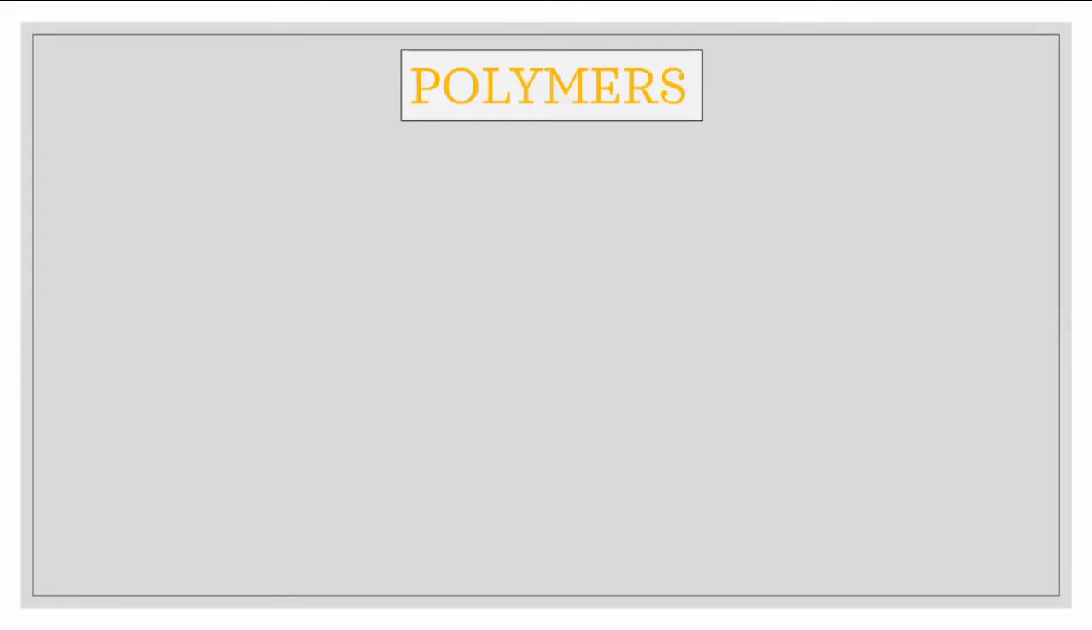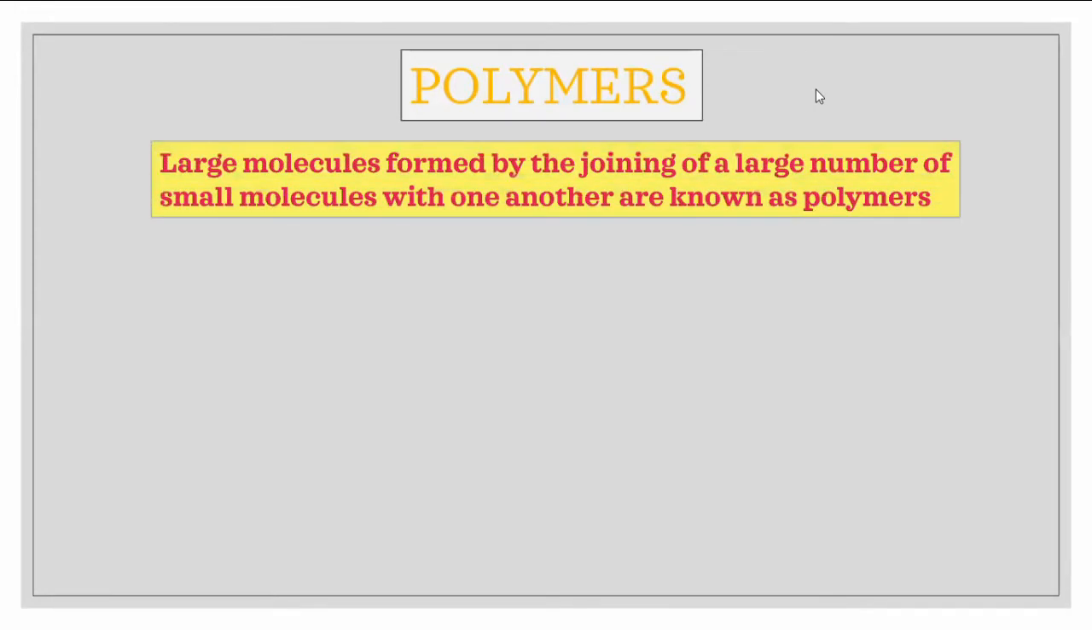Polymers can be produced from derivatives of ethene. Now let's try to understand what polymers are. From plastic goods to fabrics to rubber products, the chemical nature of these materials is similar at the molecular level. They are all large molecules arranged in the form of a long chain. These are known as polymers. Large molecules formed by the joining of a large number of small molecules with one another are known as polymers.